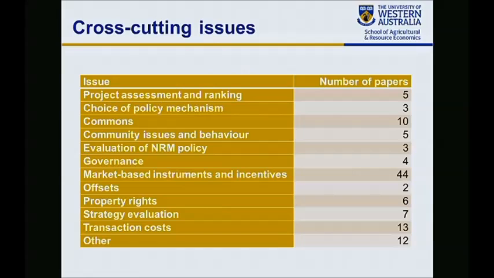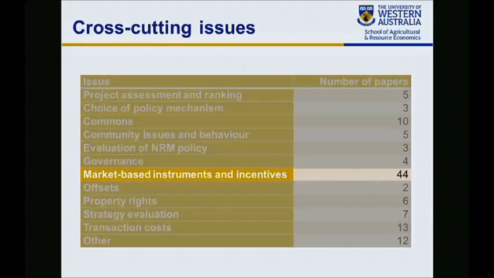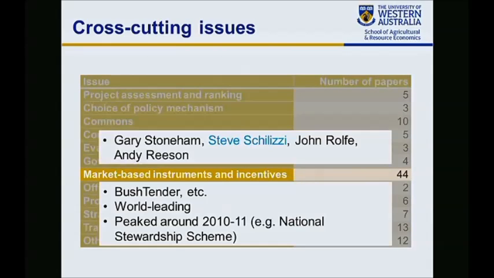So I've bundled together a few different topics here, most of which have only had a pretty small level of attention: project assessment and ranking, the commons, community issues, governance, offsets. Not a lot of emphasis from economists specifically, but a bit. But the big one by far is market-based instruments and incentives, and I'll also talk a little bit about transaction costs. So the market-based instruments, key people publishing in this area include Gary Stoneham, Steve from our group, John Rolfe, Andy Reeson, and a bunch of others. Probably Jeff Connor should be on that list.